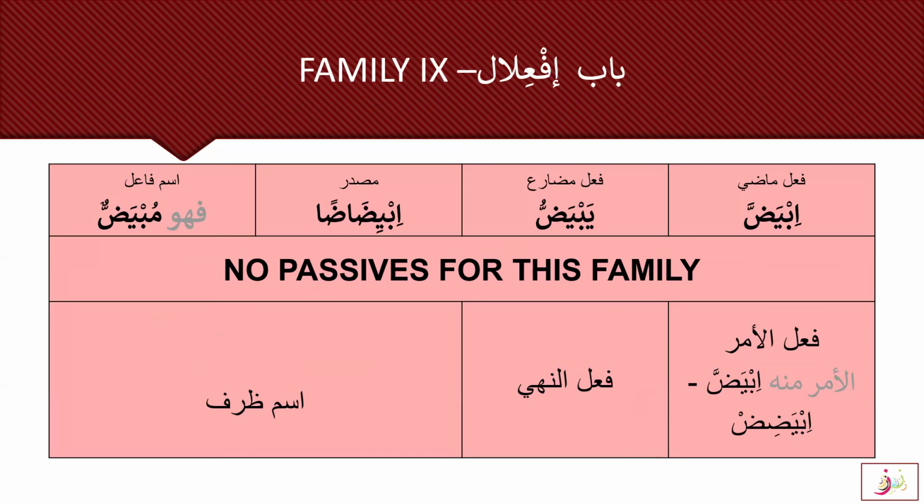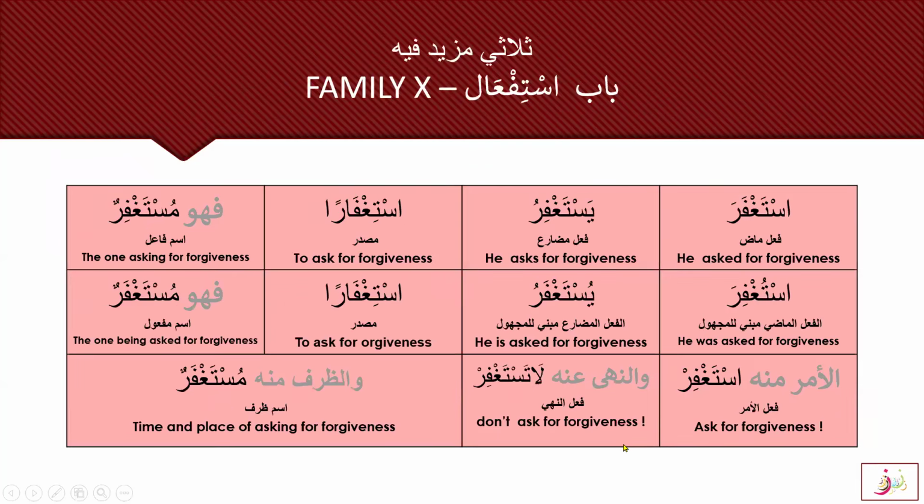Ibyadda, it means turning into white. Ibyadda, yabyaddu, ibyidadan. And this is coming from this mother of illal, ibyidad. فهو مبيض. No passive for this family. فعل أمر will be الأمر منه إبيض إبيضد. And there is فعل نهي and اسم ظرف as well. So here only فعل أمر will be used, and I'll put it into this, inshallah.